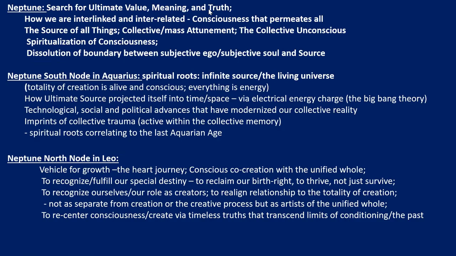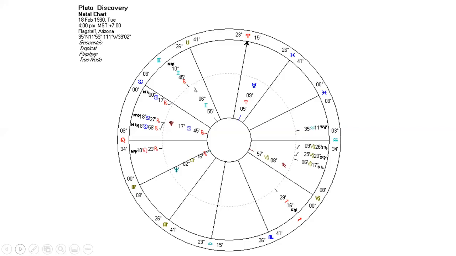So this Neptune North Node in Leo, the evolutionary forward here is to recenter consciousness and to create via the timeless truths that will transcend the limits of conditioning, the limits of the past, and sustain us for the times to come. All right. Lead us into an abundant future. Here's Pluto's discovery.